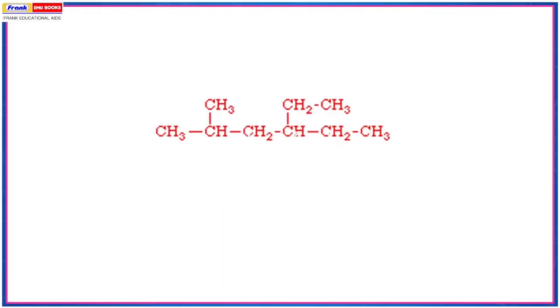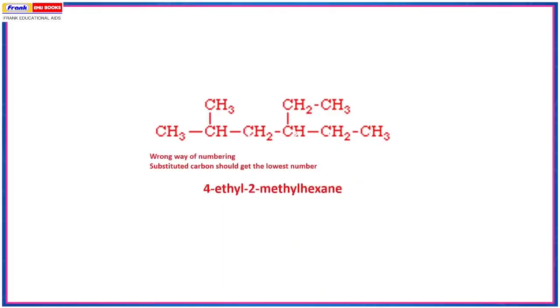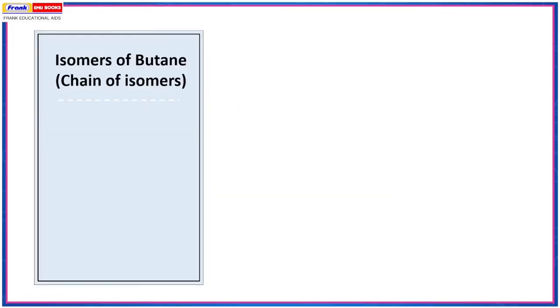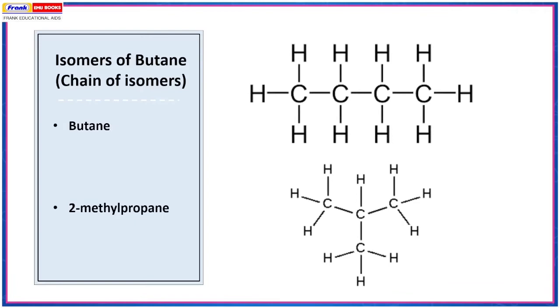In the diagram shown, it is a wrong way of numbering because the substituted carbon should get the least number. Isomers of butane: butane, and the chain isomer 2-methylpropane. The isomers of butane are shown as follows.